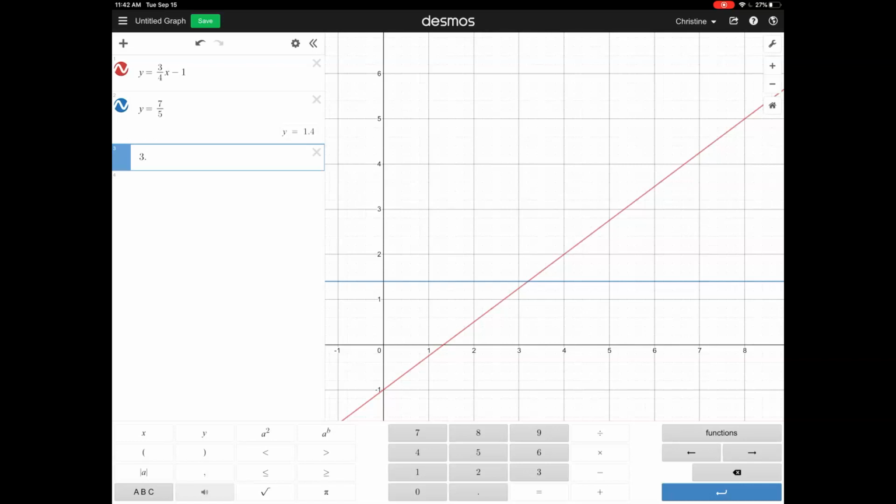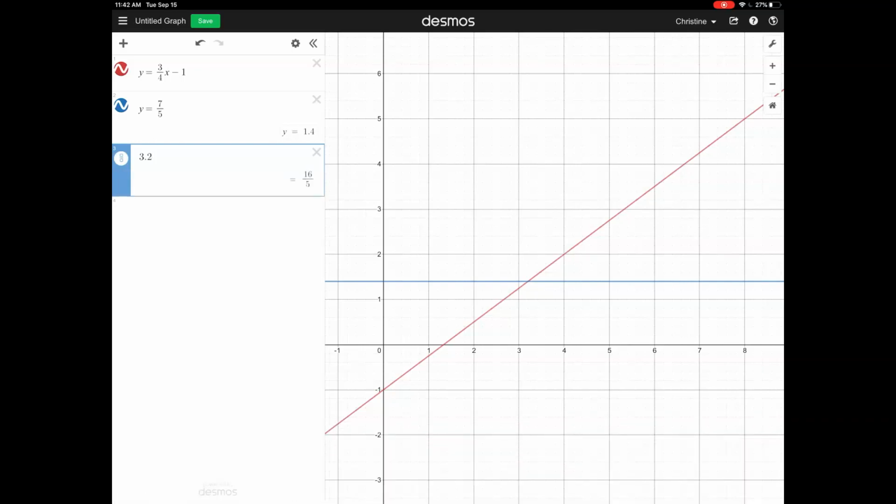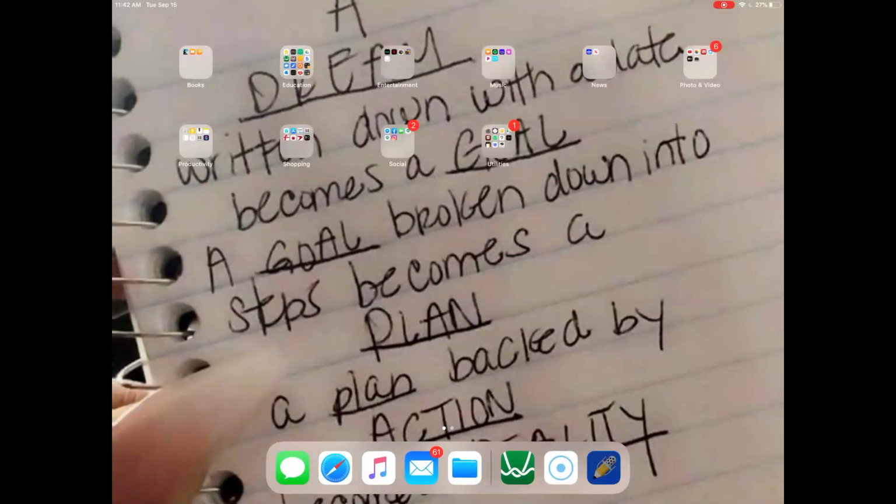Watch what happens under the number 3 equation when I add the 2. It pops up with that little symbol right there. And if you mouse over that and click on it, it'll convert it to a fraction. That's a fraction symbol right there. So that's x equals 16/5.